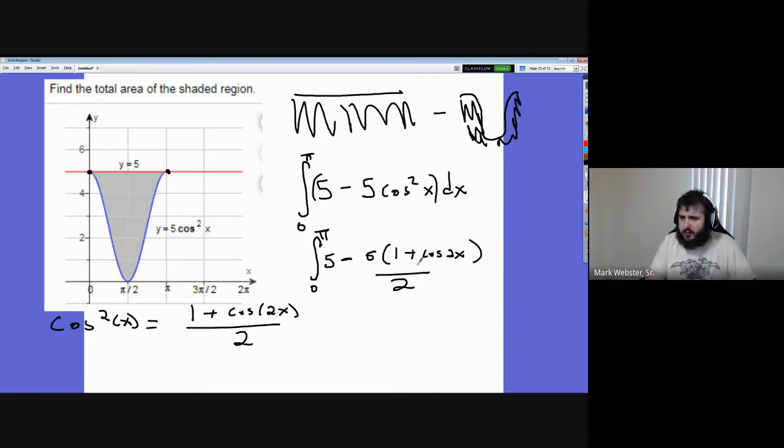And it might help us to simplify this a little bit, because this is 5 minus 5 over 2, because you distribute, and then you distribute the division as well, minus 5 halves cosine of 2x. And see, now I can just integrate. I mean, yeah, I could even combine these. 5 minus 5 over 2 is 5 over 2, right? But that's sort of up to you. So we integrate.